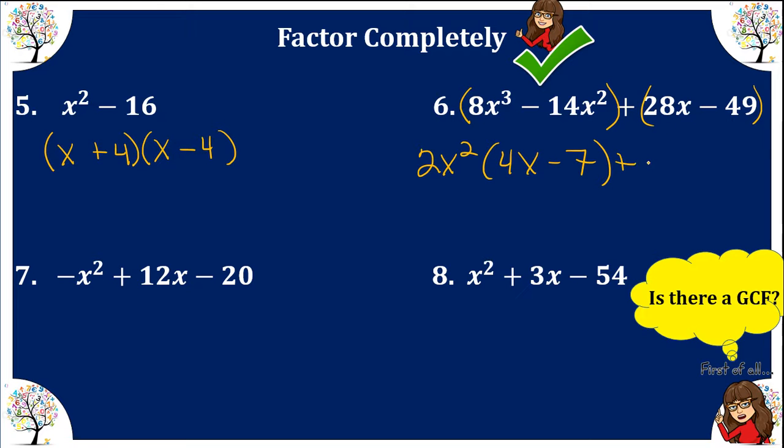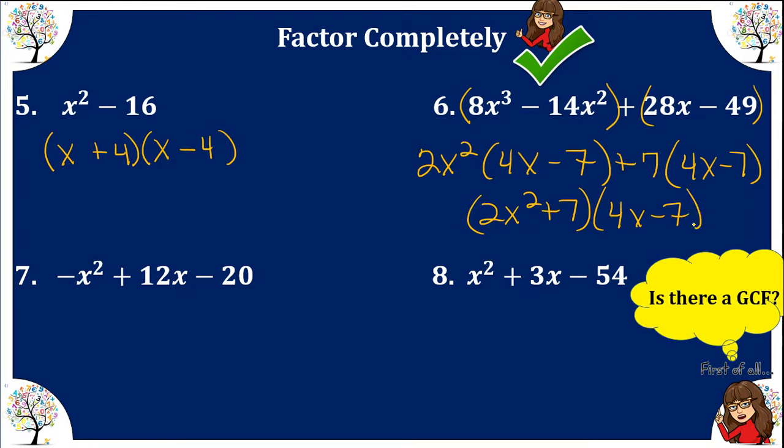And the GCF here. And 2x squared plus 7 is one factor. And 4x minus 7 is another factor. Here we need to factor out the negative. So I'm going to factor out a negative 1. That gives us x squared minus 12x plus 20.